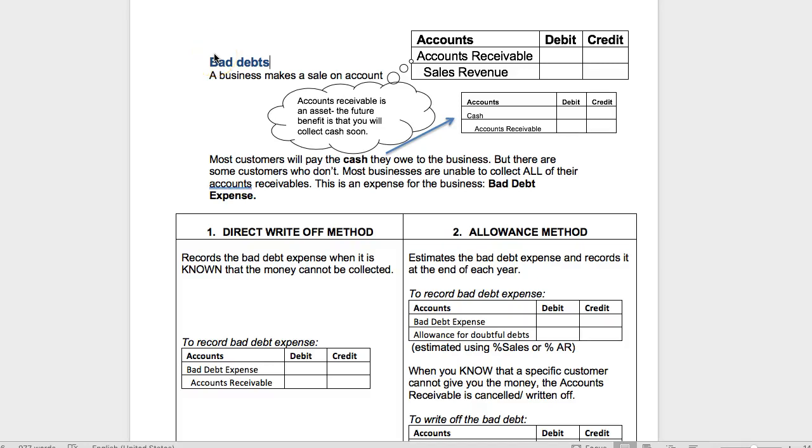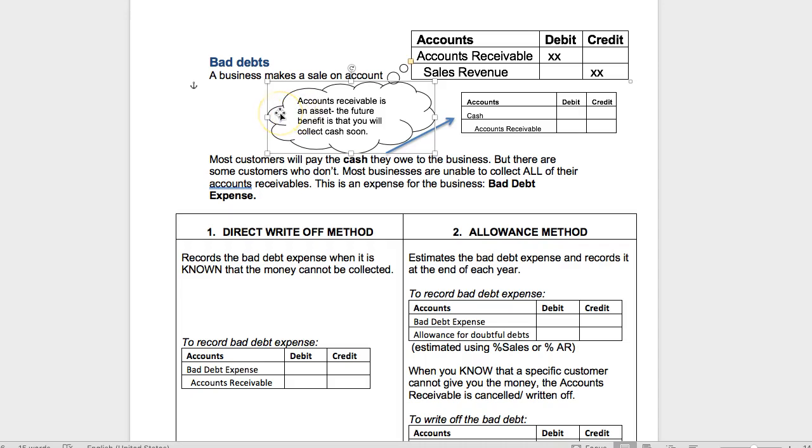Hey there, this video is going to go through accounting for bad debts of a business. So let's start off with looking at what happens when a business makes a sale on account. They will increase their sales revenue. This is a credit. And they will increase the accounts receivable. This is a debit.